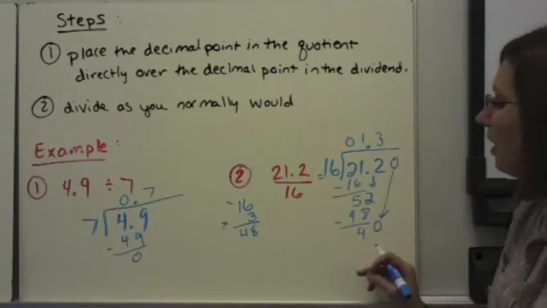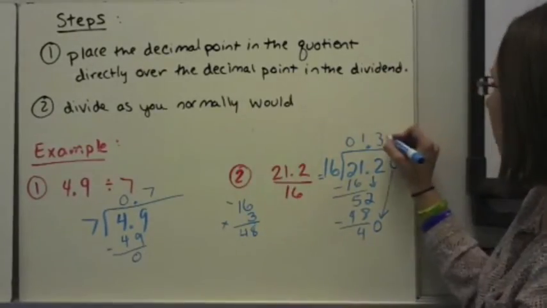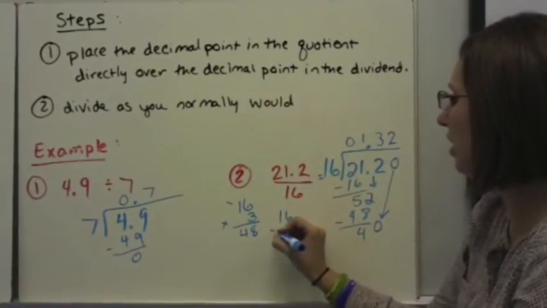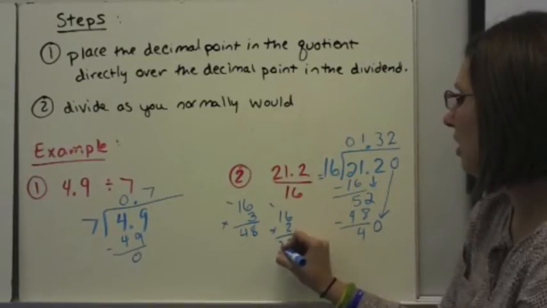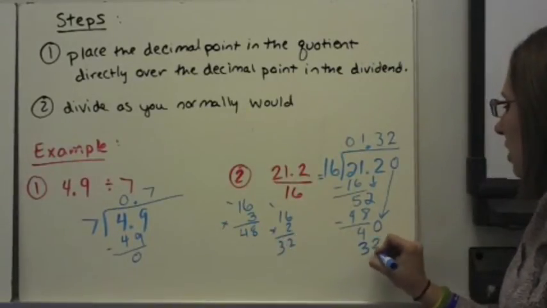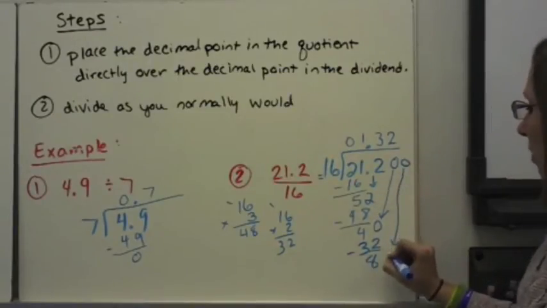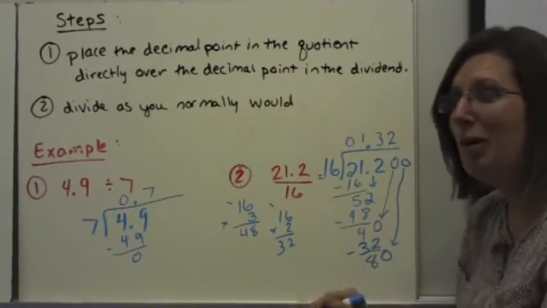16 can go into 40. Well, I know it can't go in 3 times because that's too much, so it's going to have to go in twice. 2 times 16, well, let's just do it over here. And you might know that one off the top of your head. 32. Subtract, I'm left with 8. I'm going to add 1 more 0, bring it down, and hopefully this gets me through with my problem.